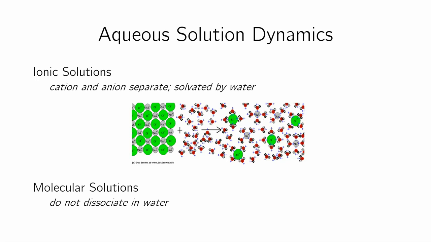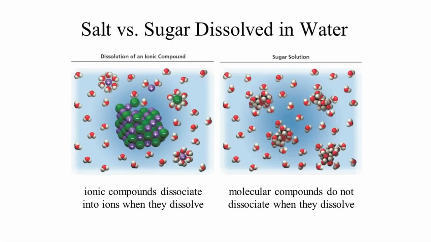Ionic solutions will separate the cations and anions. Here's another clear, more high-res picture of that. A sugar solution here. The sugar is this agglomerate of red and white balls, which has hydrogens and carbons and oxygens, and the water molecules do huddle around that. You see that, but the sugar molecule itself does not separate into any specific moieties.